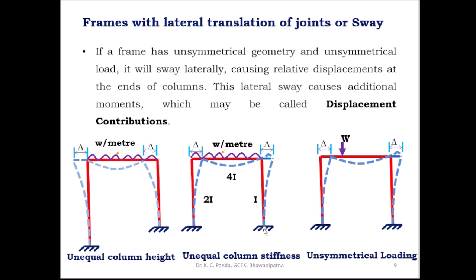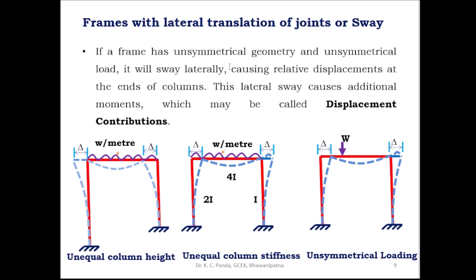joints takes place. And here look at this figure here. This is the unsymmetrical loading. So due to the unsymmetrical loading, the sway of the frame takes place. These are the frames with lateral translation of joints or sway.